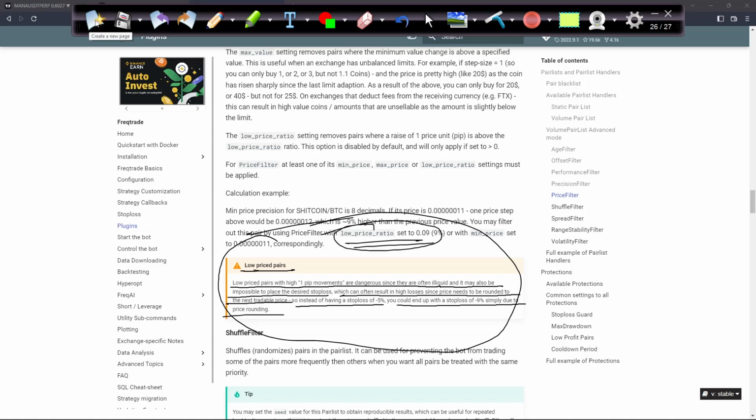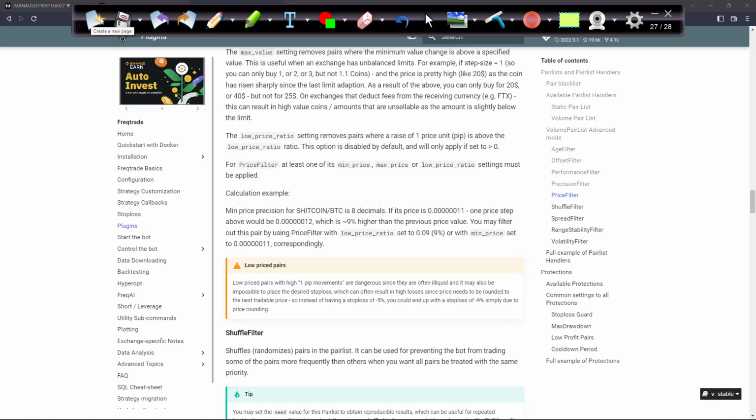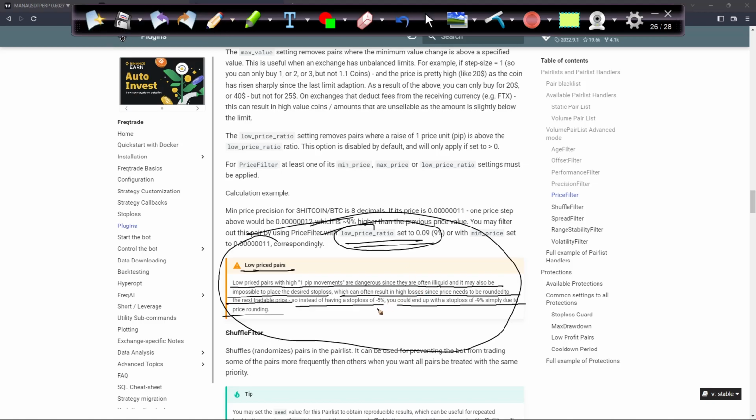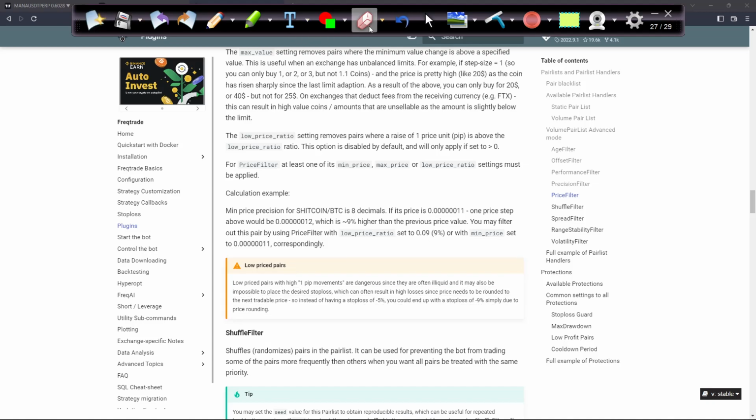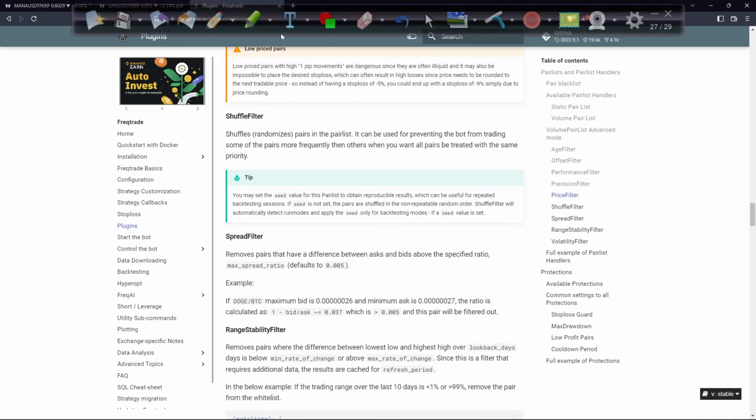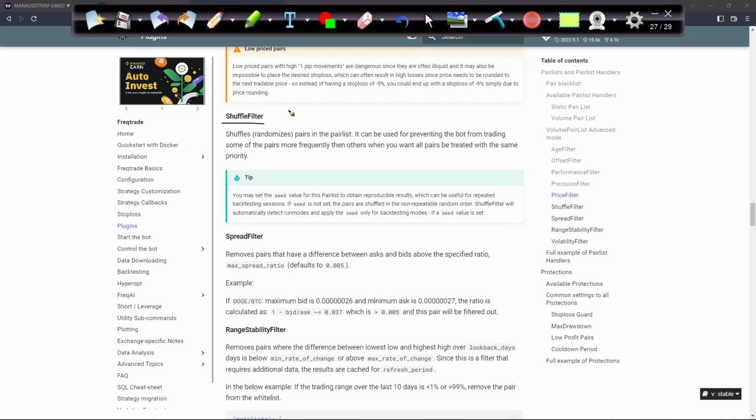I mean, not to say that we shouldn't trade them when liquidity comes, but when they are illiquid, we don't want to trade that. See, we were supposed to get a 5% loss, but we are getting 9% because of the price difference. So yeah, that's why.